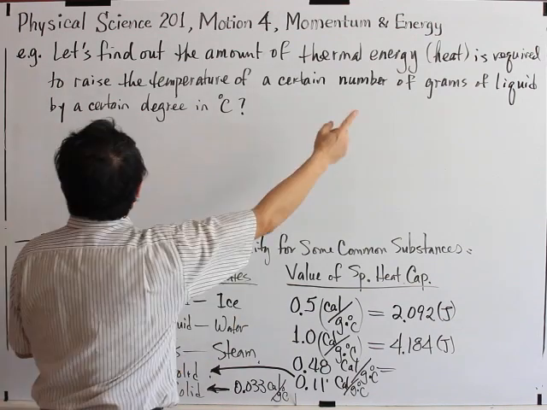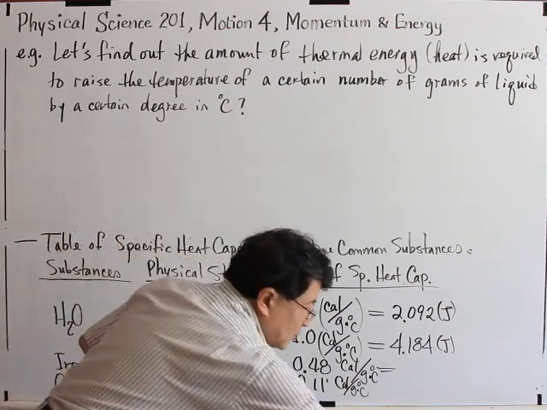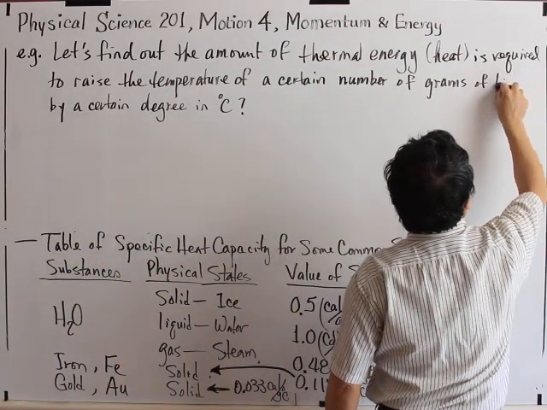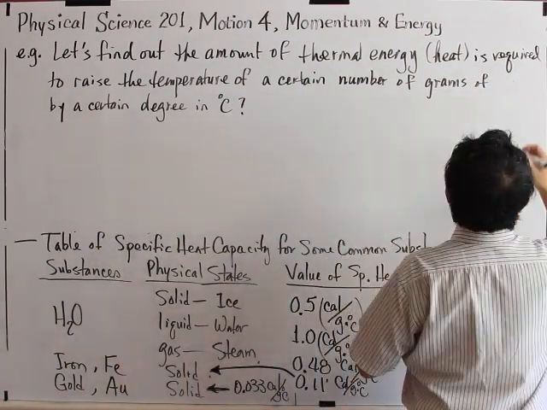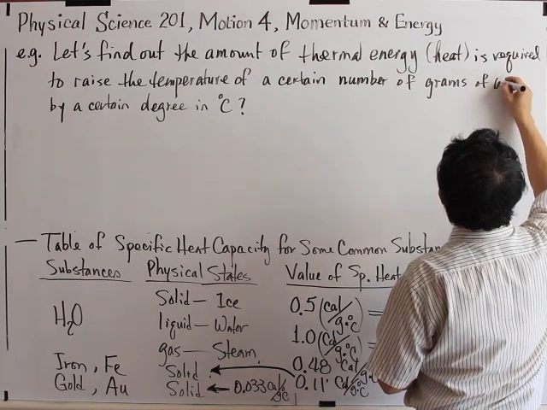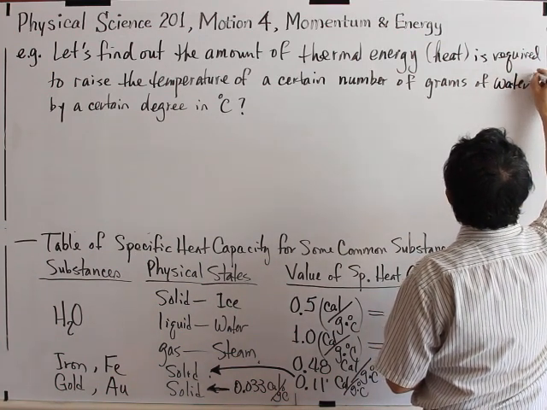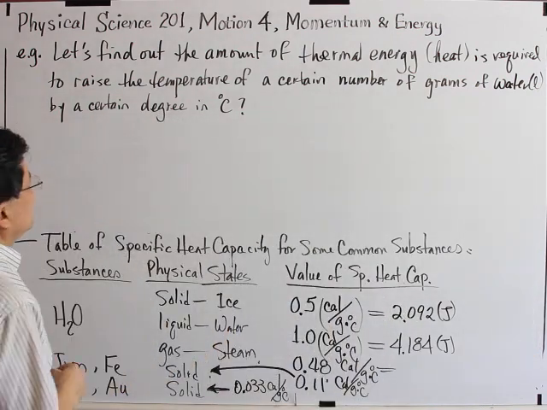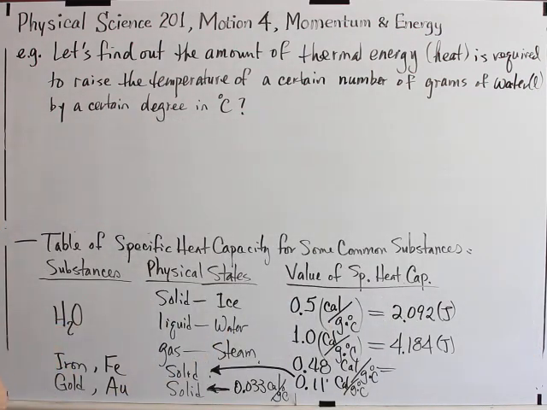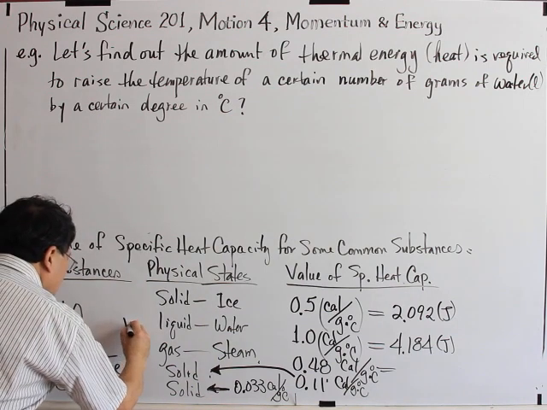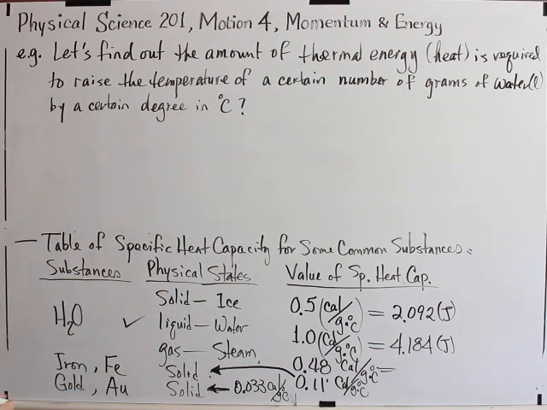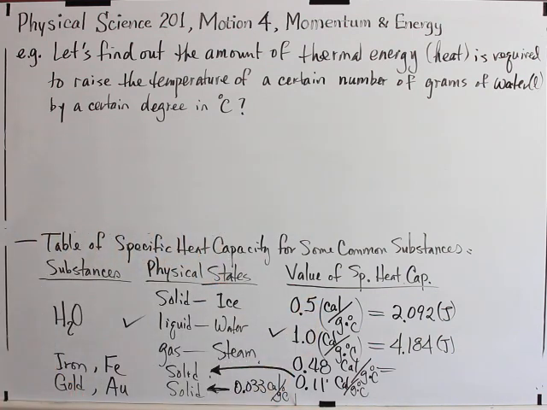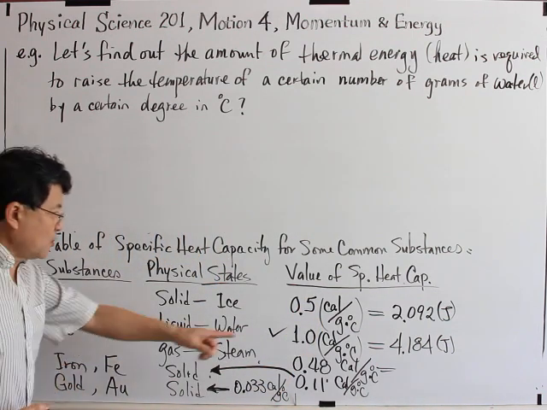Now we talk about liquid water. Let's just put water here. L means liquid, alright? By a certain degree. So let's start from here. The liquid water has a specific heat capacity of 1 calorie per gram per degree.